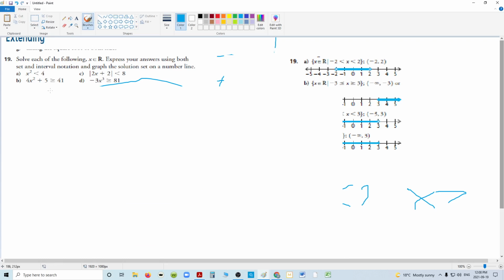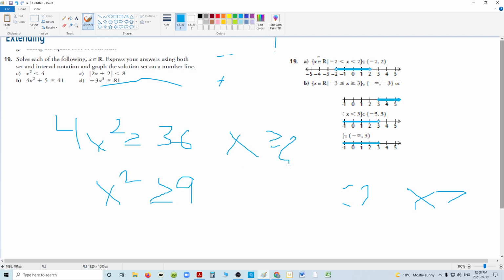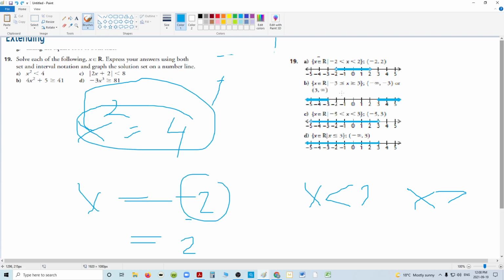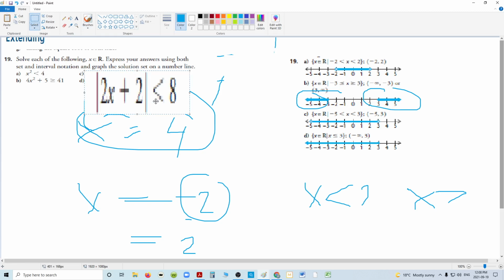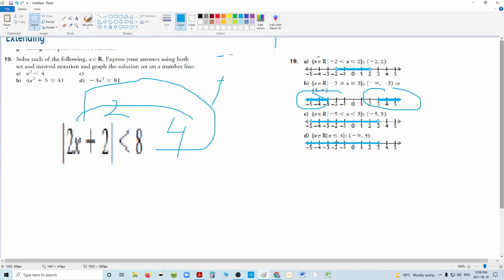So here we can see a similar thing. You get 4x squared is bigger or equal to 36. You divide it by 4. When is it bigger or equal to 9? When x is bigger or equal to 3, or x is smaller or equal to minus 3. And sure enough, that's what they get. Smaller equal, bigger equal. The absolute value we've done. First you solve it. So essentially they're all the same.